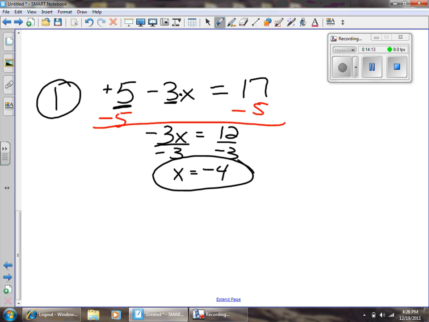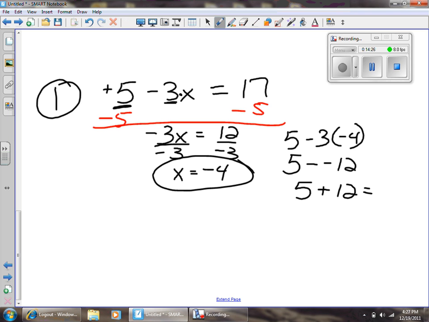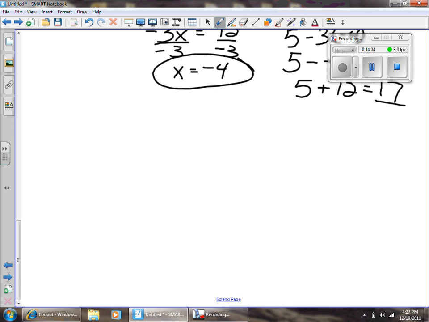And I'm done. I can check my work. 5 minus 3 times -4. Okay, 5 minus -12, which is the same as 5 plus 12, which equals 17. And that's what it's supposed to equal. That's the first type of problem. Okay, problem type 2.